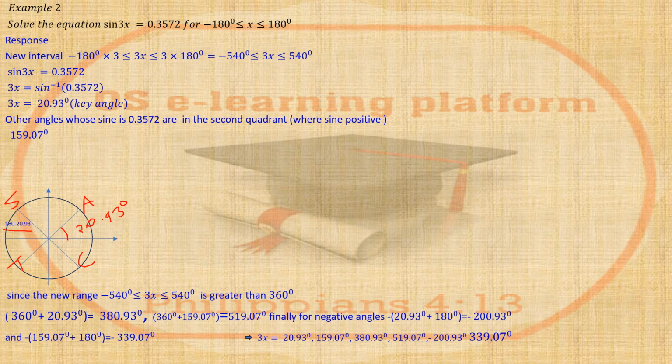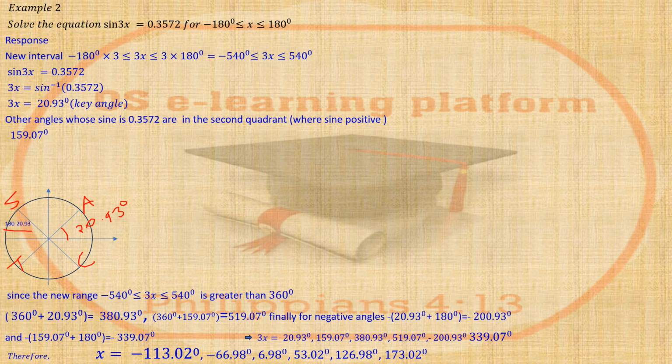So when I divide everything by 3, in the next level, I have to reduce them and arrange them in ascending order. And therefore, the value of x will be negative 113.02 degrees, negative 66.98 degrees, 6.98 degrees, 53.02 degrees, 126.98 degrees, and lastly 173.02 degrees. These are the angles whose sine, when you press sine of negative 113.02 degrees, the answer is 0.3572.